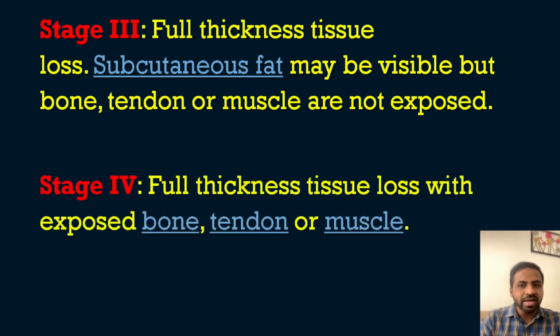So what will be stage 4? In stage 4, there will be full thickness tissue loss with exposed bone, tendon or muscle. So in stage 3 subcutaneous fat will be seen, and in stage 4 there will be full thickness tissue loss, and along with that the bone, tendon or muscle will be exposed, based upon the area of the pressure sore. So I think the stages of pressure sore are very clear for you with a single question. I think the explanation is adequate.